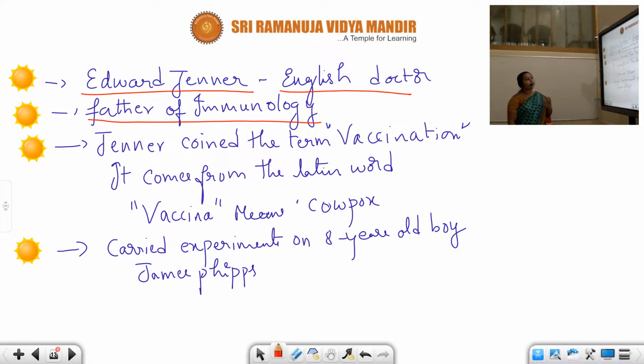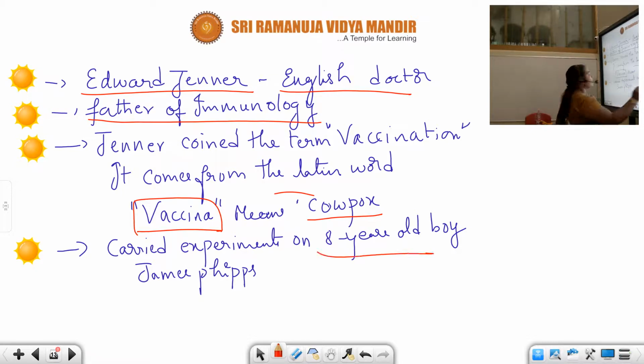Jenner coined the term vaccination. It comes from the Latin word vaccina. The exact meaning of vaccina is cowpox. Now let us see the next point. For this experiment, he carried out experiments on an 8-year-old boy. His name is James Phipps.